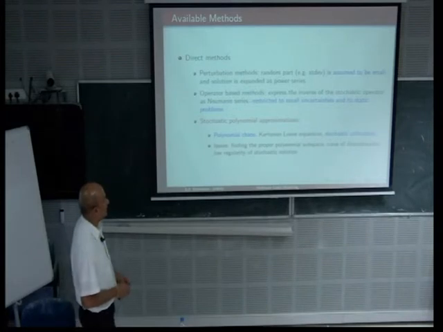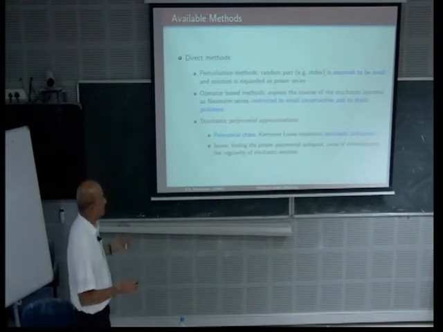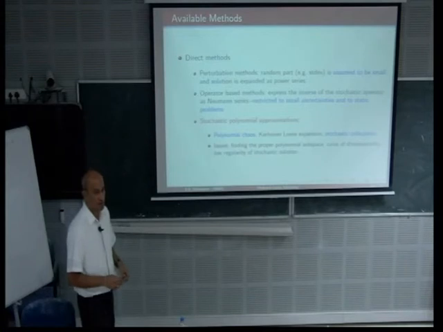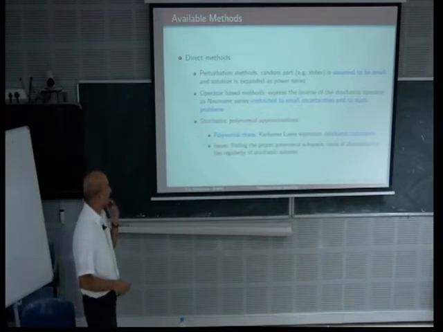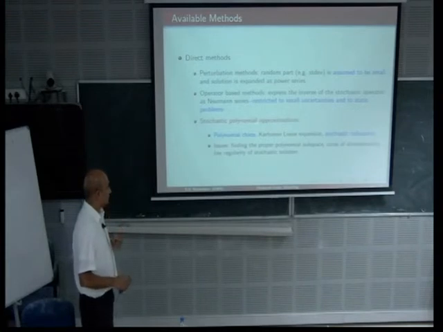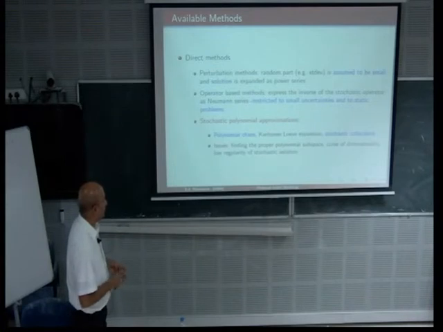This uses this Neumann series, assuming inverse of the stochastic operator exists and so on. Then they expand it using Neumann series. This is also restricted to small uncertainties and stationary problems, static problems. Then there is a popular method that I'm going to talk about. That is called stochastic polynomial approximations, popularized by Ghanem, and then later on, lots of people started working on it.